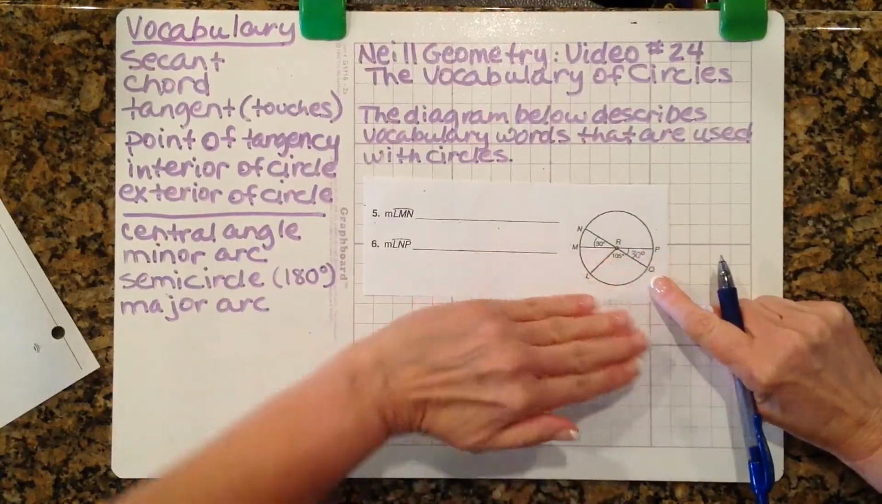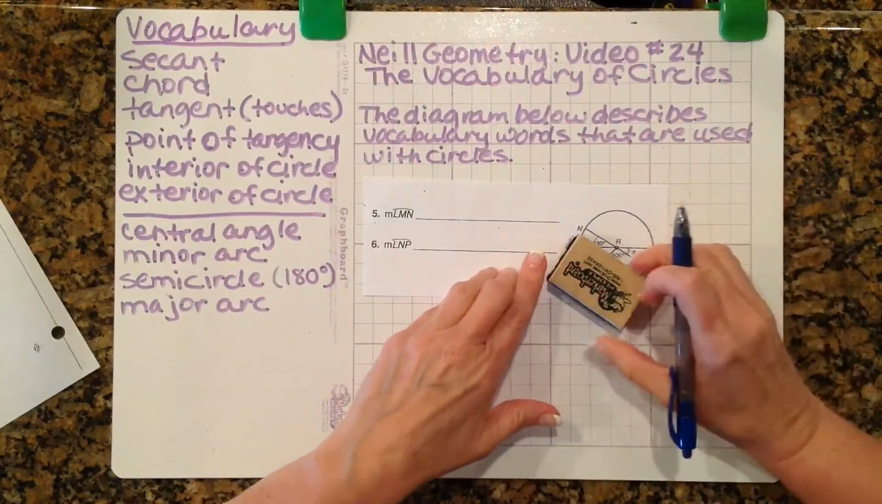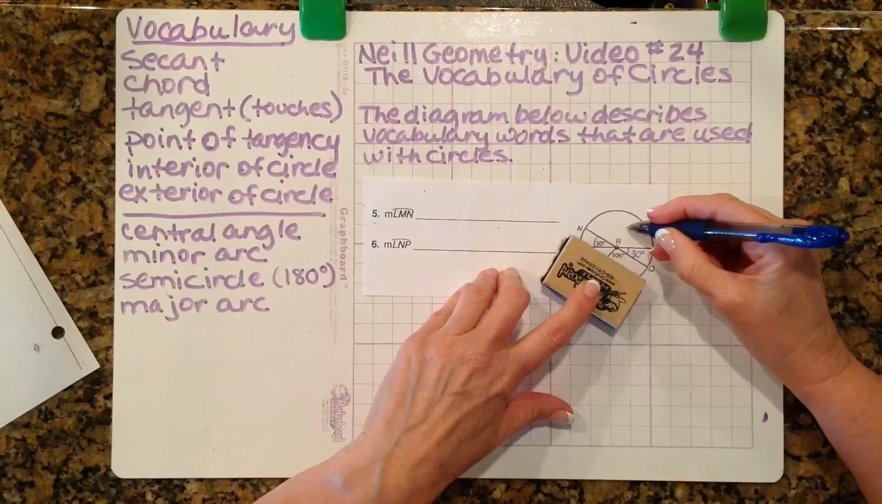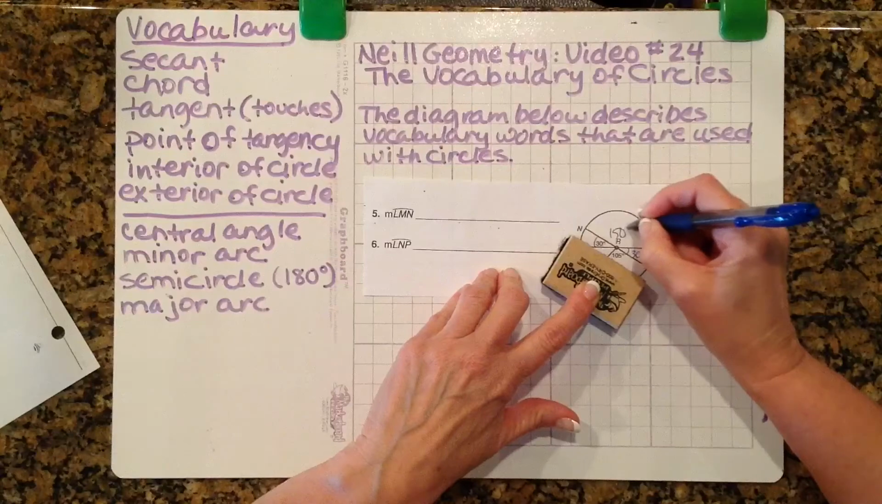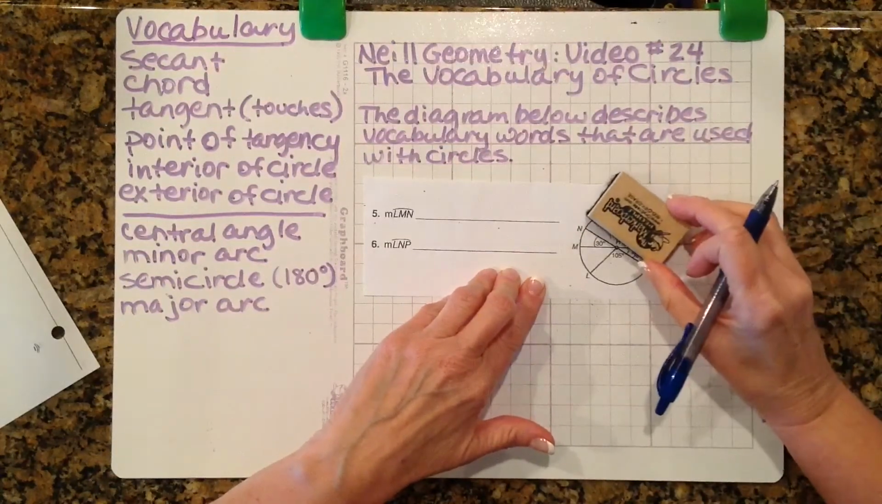Okay, and I'm going to cover this up. This part right here up. That's a semicircle. So if this arc is 30, how much is that one? It's big. 180 minus 30 is 150. That one's 150.